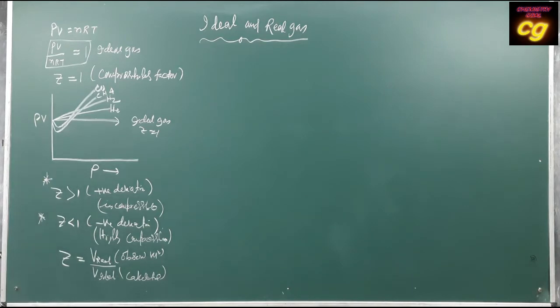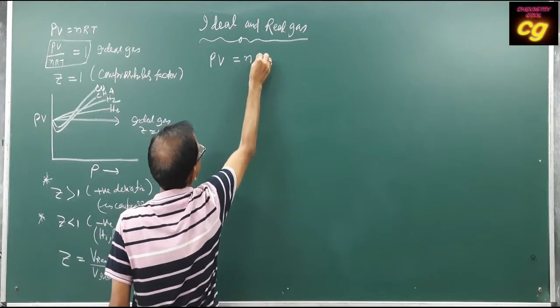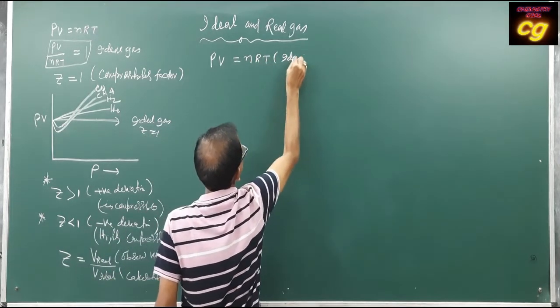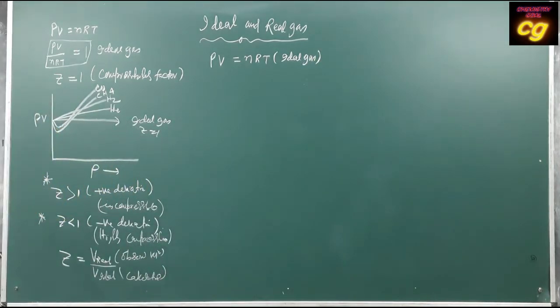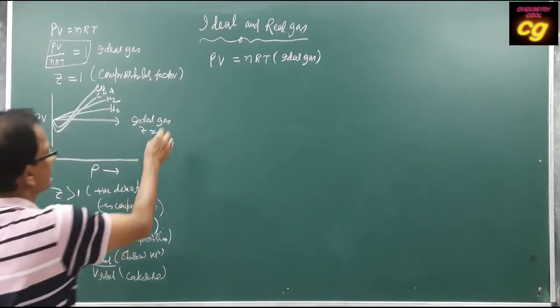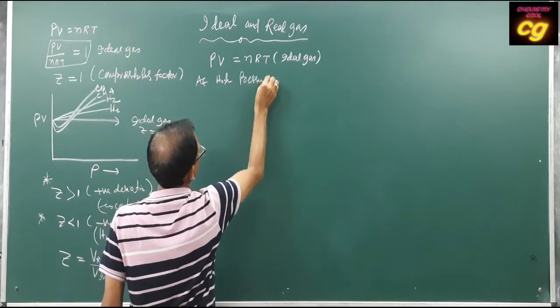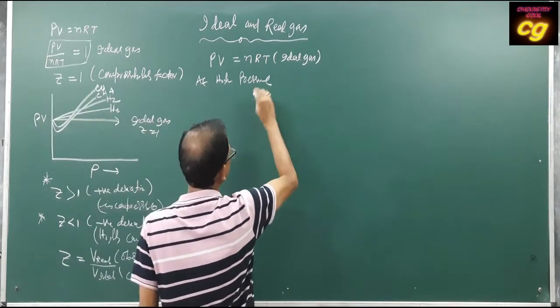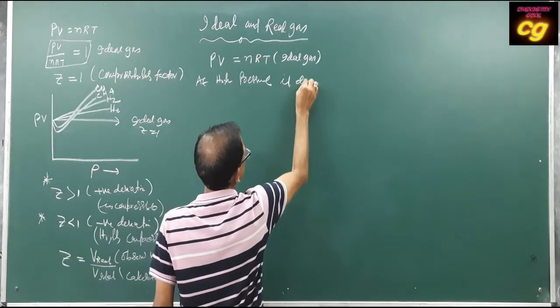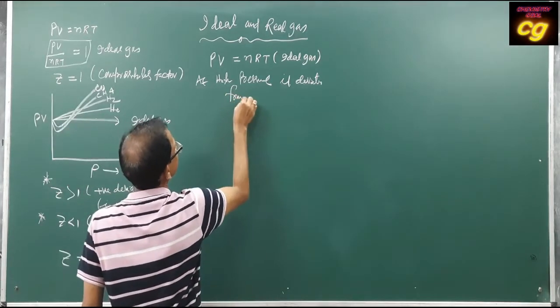But it is observed that PV is equal to nRT, this is for an ideal gas. But it is observed at very high pressure, when pressure is very high, the gas molecules come closer, and then it deviates from ideal behavior.